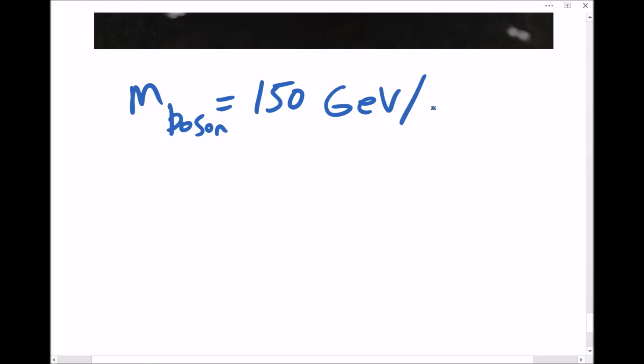So let's say that we have discovered the Higgs boson particle, and the mass of the boson is equal to 150 giga electron volts divided by the speed of light squared. And physicists believe that it may be the mediator of a new force. So let's use this mass to determine the range of the force. Here we have a beautiful equation that we can use to find the range of the force.